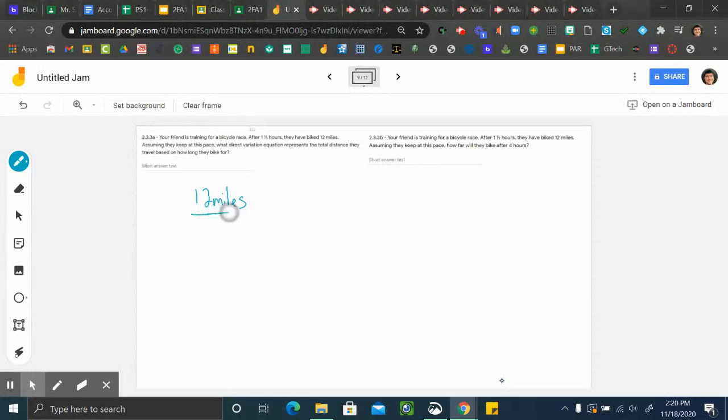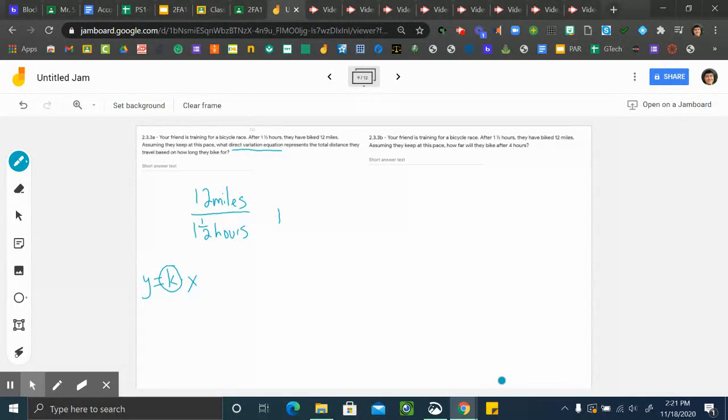So this says it's 12 miles for 1.5 hours. Okay. 12 miles, 1.5 hours. We want to know what the direct variation equation is. Well, for a direct variation equation, we need to know y equals k times x, right? And we need to solve for k. So to solve for k, we just simply do 12 divided by 1.5.